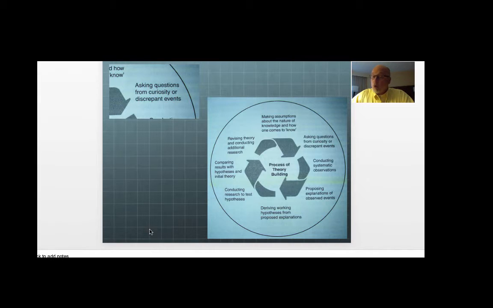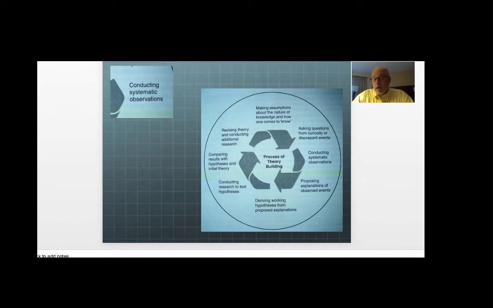And it's that initial question that the theory is going to be built on, even though there will be lots of refinements along the way. But we don't really leap directly into the theory. We actually have to go through an intermediate step to collect some initial information before we proceed. And so the next step in the model attempts to articulate that, and that is called conducting systematic observations. And the systematic observations are of two kinds.